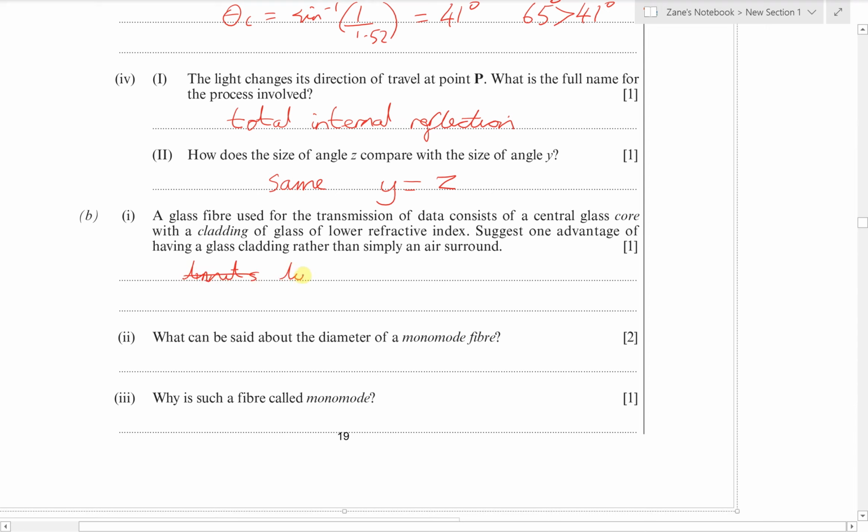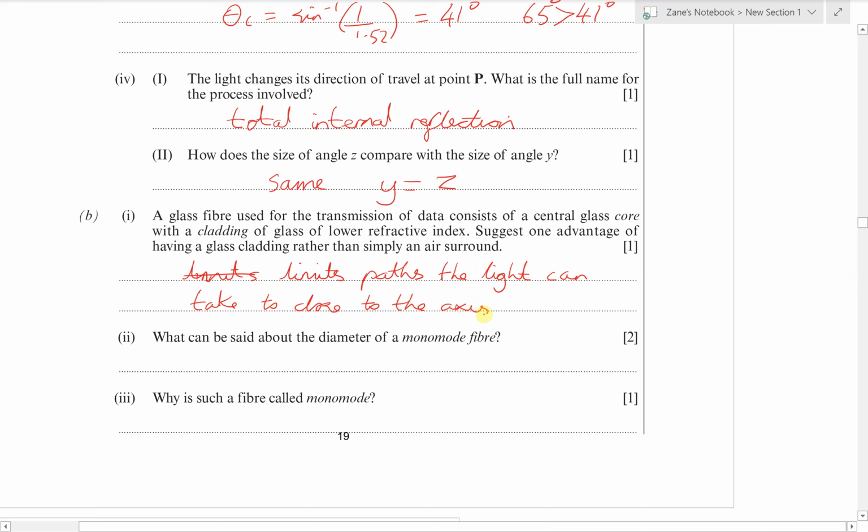Let me rewrite that word. So limits paths the light can take to close to the axis. That basically limits the difference in time intervals between paths of light taking the shortest and longest paths, allows the data to be transmitted at greater rates and so on.